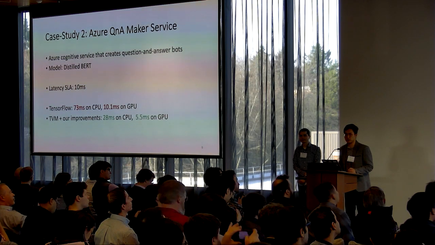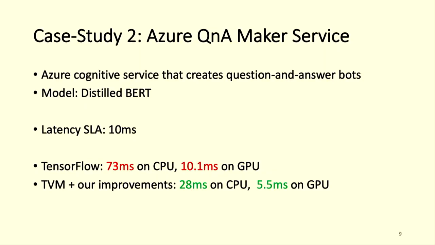The other case study is about the Azure Q&A Maker service. This is part of the Azure Cognitive Service used for creating question and answering bots. Behind this service is a distilled BERT model, and the latency target for this model is 10 milliseconds. With TensorFlow, it's 73 milliseconds on CPU and more than 10 milliseconds on GPU. With TVM and some of our improvements, we were able to get 28 milliseconds on CPU and 5.5 milliseconds on GPU, essentially making this model shippable.